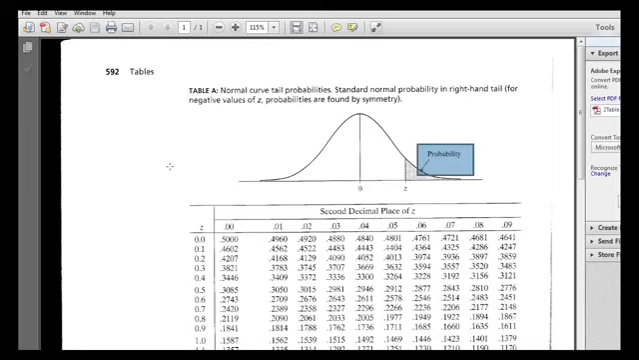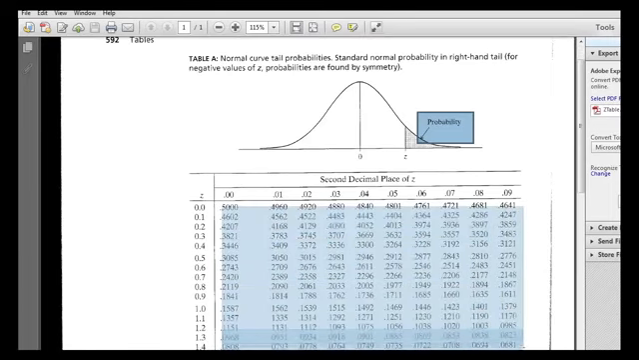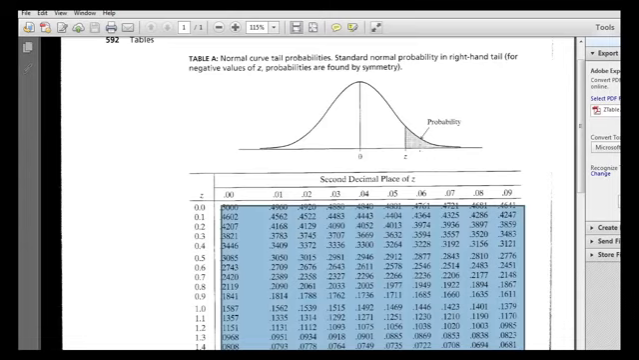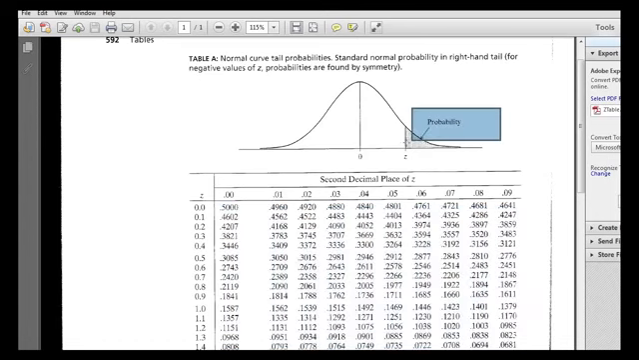Okay, how to use the z-table. If you look at your z-table, you will see there's two sections to it. One is this graph up here, and then down here is a table. Basically, all the numbers in the table are possible values for what we're calling a p-value. And a p-value is the proportion of observations that are to the right of specific z's. That's what a p-value is.